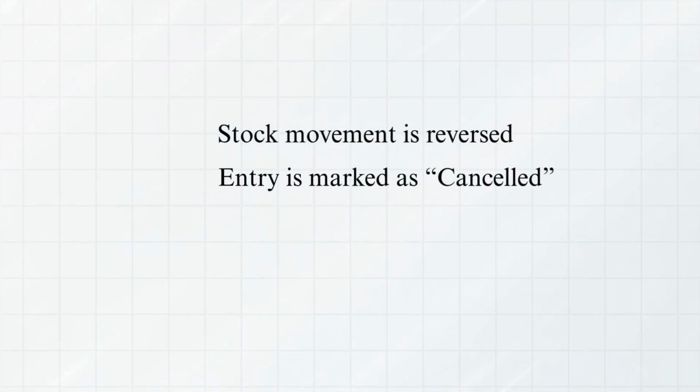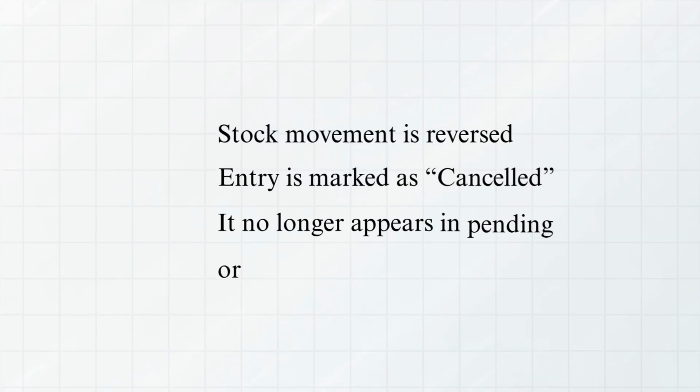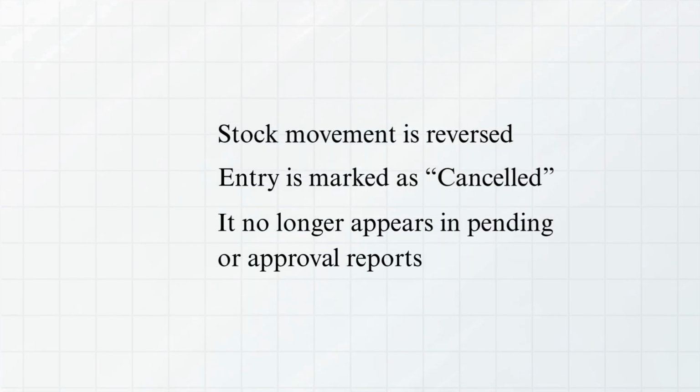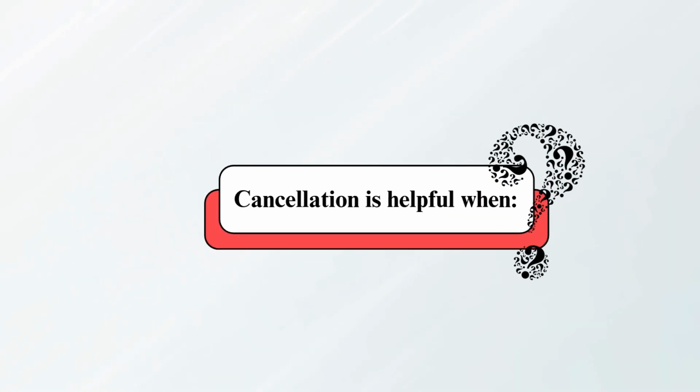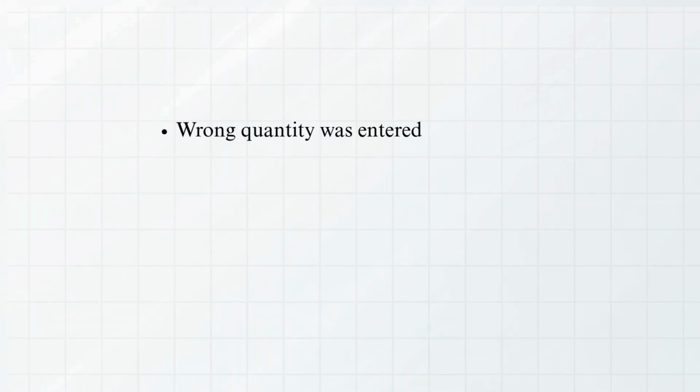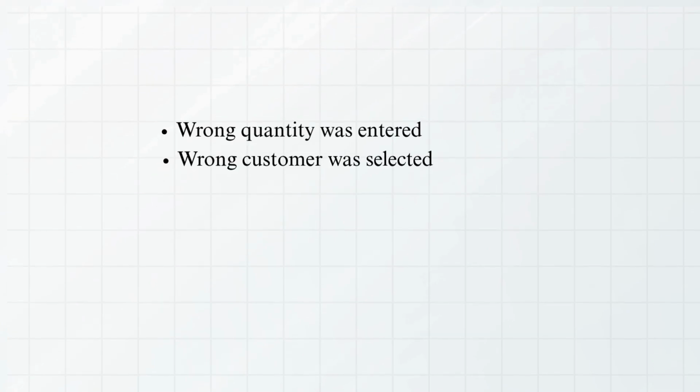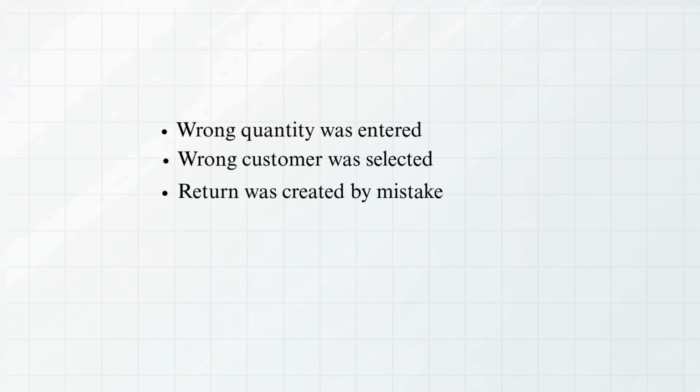Entry is marked as cancelled. It no longer appears in pending or approval reports. Cancellation is helpful when wrong quantity was entered, wrong customer was selected, return was created by mistake, duplicate entry exists. This completes the sales return workflow including cancellation.